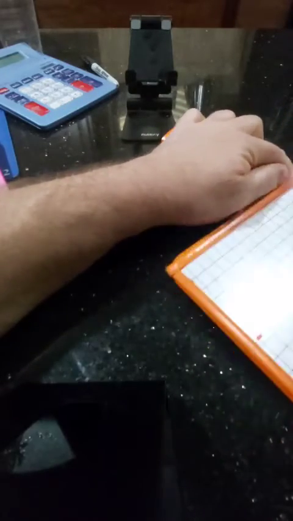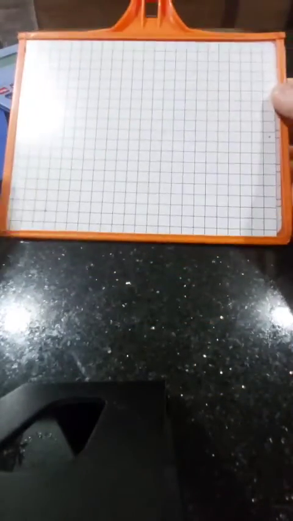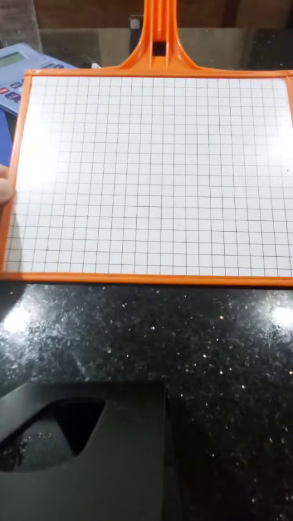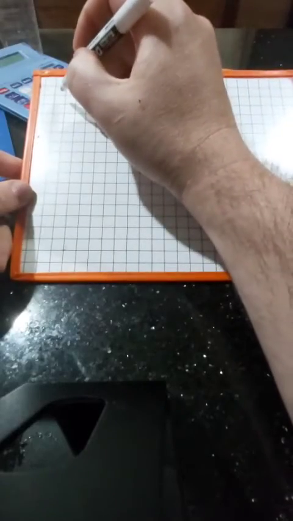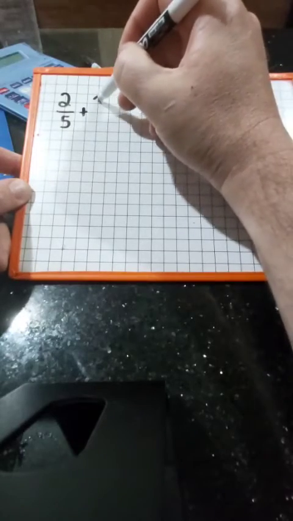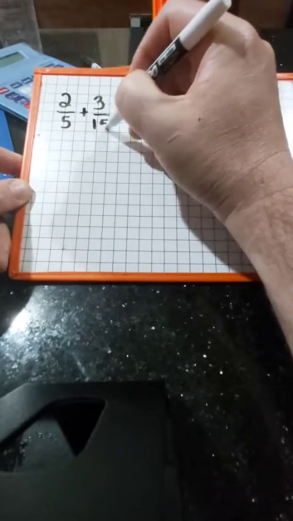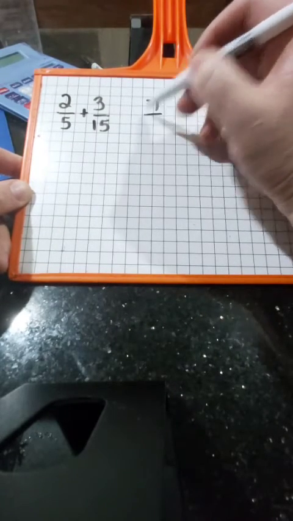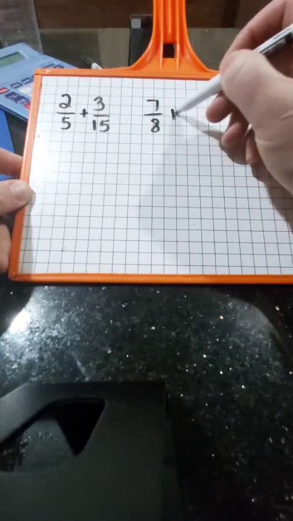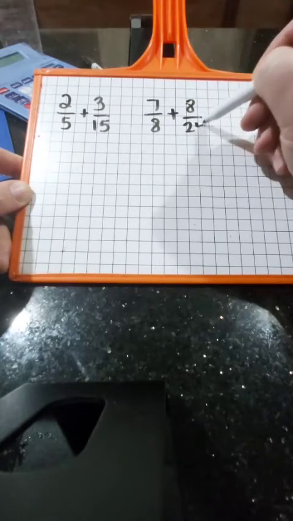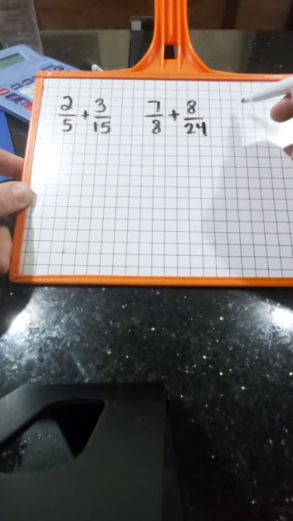All right, so here are your 6 new problems. Get ready to pause so that you can make sure you get these written down, and show your work, please, when you are turning this stuff in. All right, so number 1 is going to be 2/5 plus 3/15. Number 2 is going to be 7/8 plus 8/24.